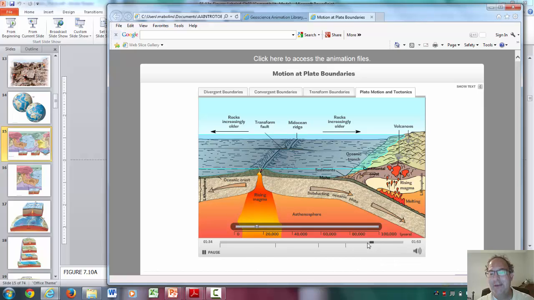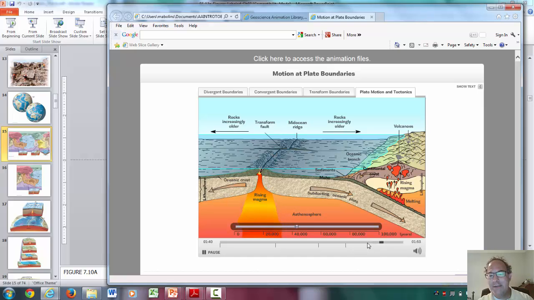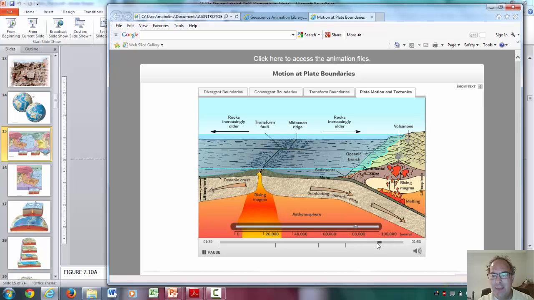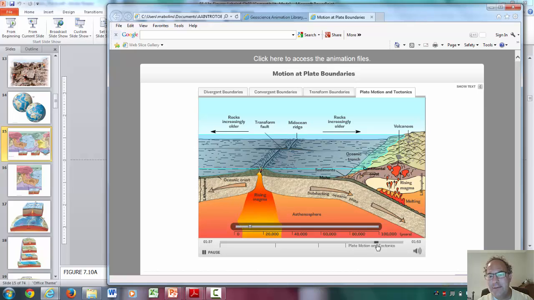Cascade Range in our own Pacific Northwest of the United States. Washington State, Oregon, Northern California, Cascade Range, mighty volcanoes, St. Helens, Rainier, Hood, Baker, the list goes on. Those are part of a continental volcanic arc formed near a subduction zone, formed along this convergent plate boundary, ocean-continent convergent plate boundary.